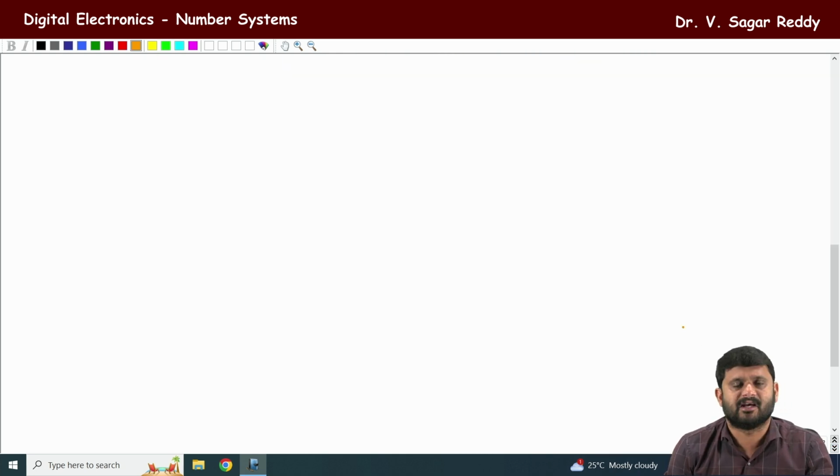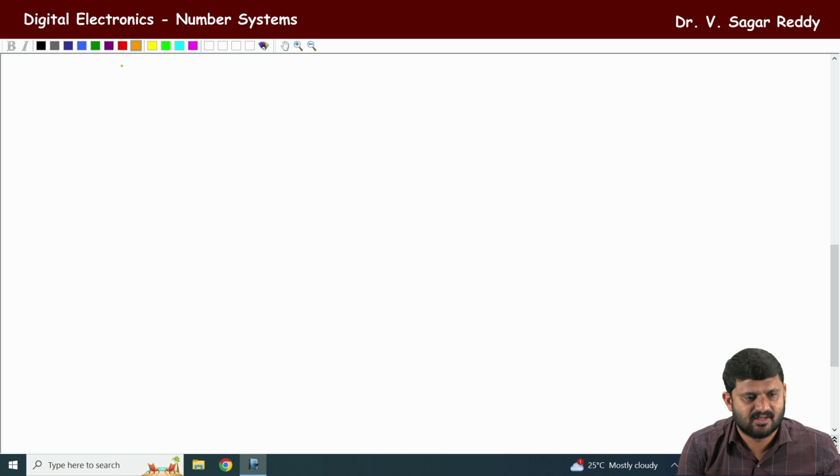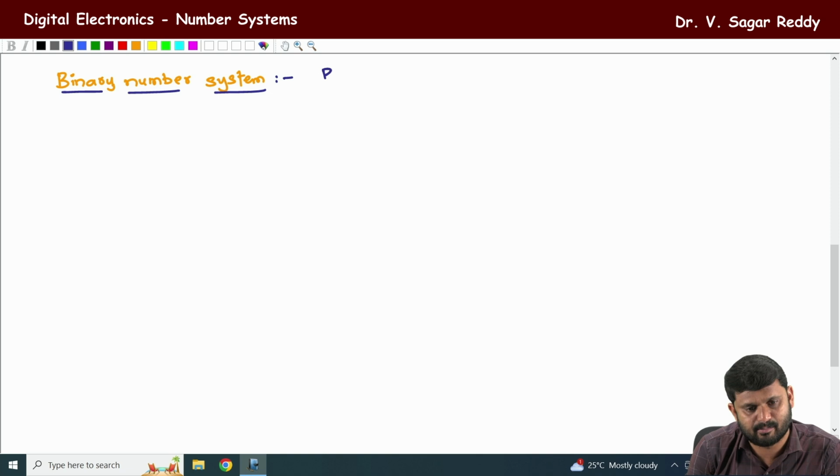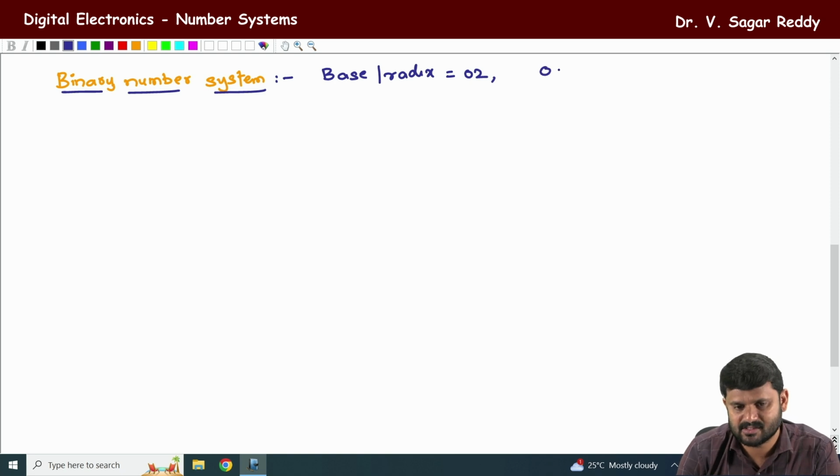Now see, let's take the binary number system and discuss it one by one. What is the radix for this binary number system? The radix, or base, is 2. So we have two different symbols, 0 and 1. Any number in this binary system will be represented using only these two symbols, zeros and ones.